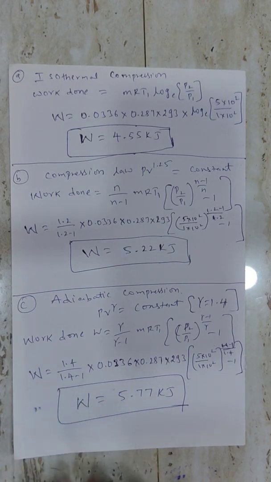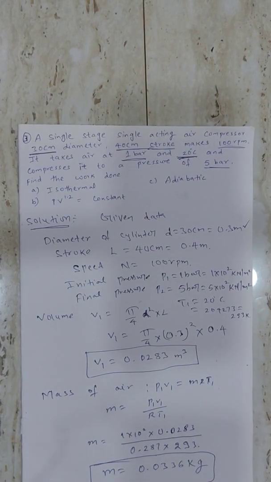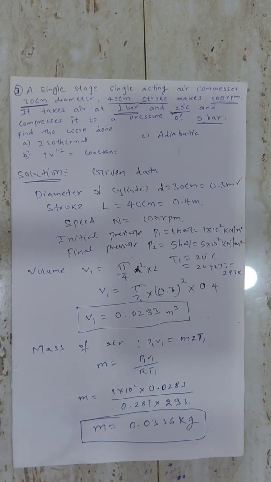Okay, I will once again tell you the problem. A single stage single acting air compressor has a 30 cm diameter, 40 cm stroke, makes 100 rpm. It takes air at 1 bar and 20 degrees and compresses it to a pressure of 5 bar. He asked the work done in isothermal, PV to the power 1.25 is equal to constant, and he also asked the adiabatic compression.